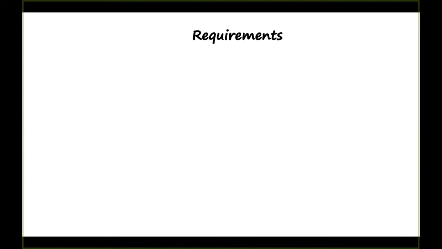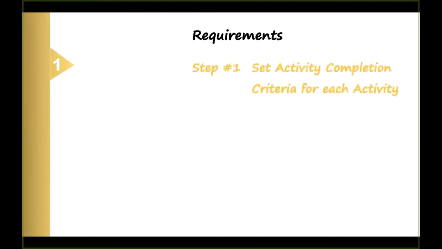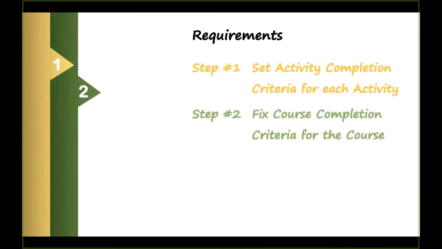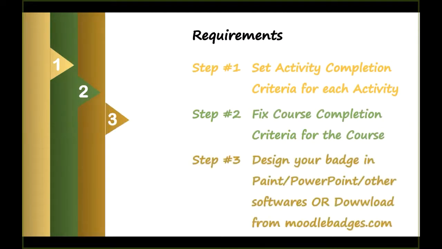There are some requirements that must be met before awarding badges. The first is to set activity completion criteria for each activity. The second is to set course completion criteria for the course, that is, if badges must be given at the end of the course. And the third will be to design your badge in Paint or PowerPoint or any other software, or you download it from moodlebadges.com. Now let's see how this plays out.